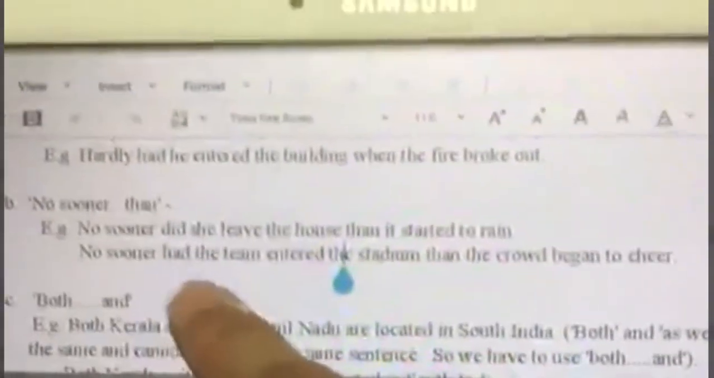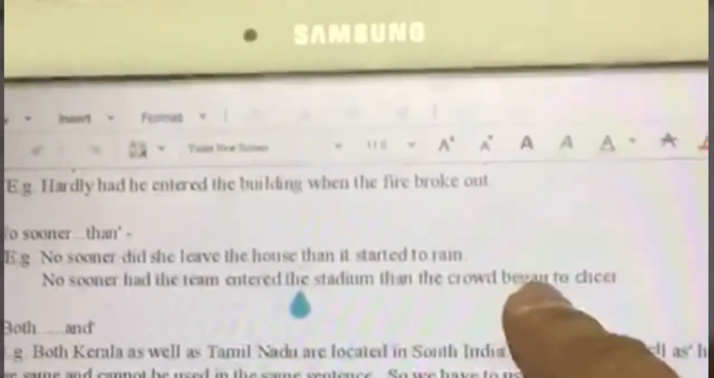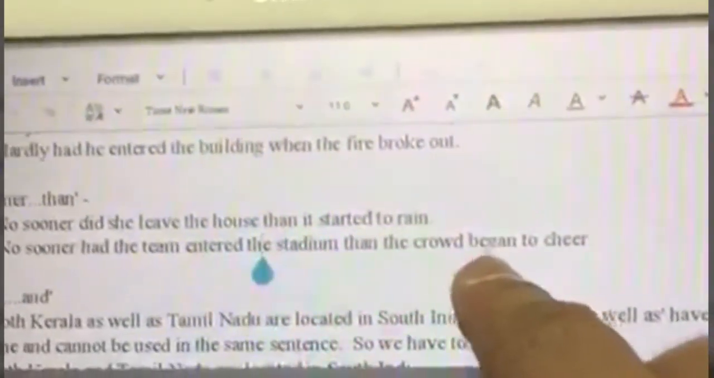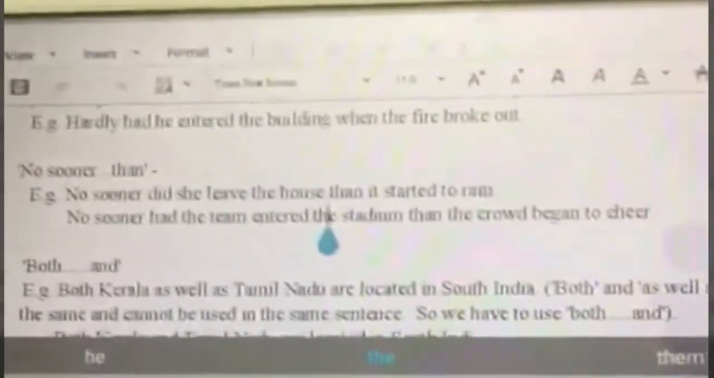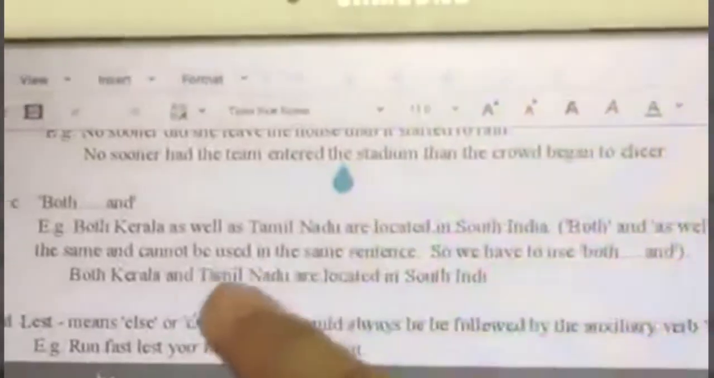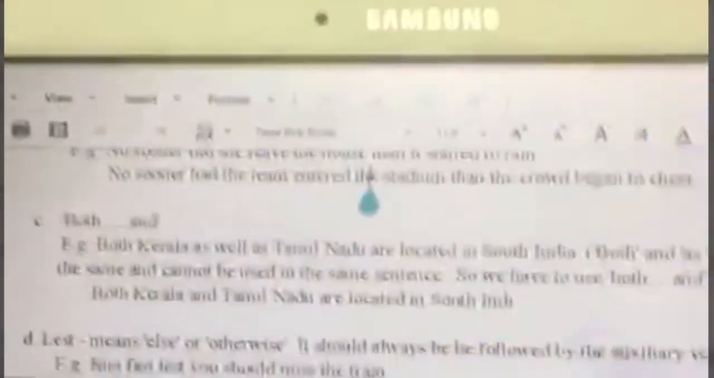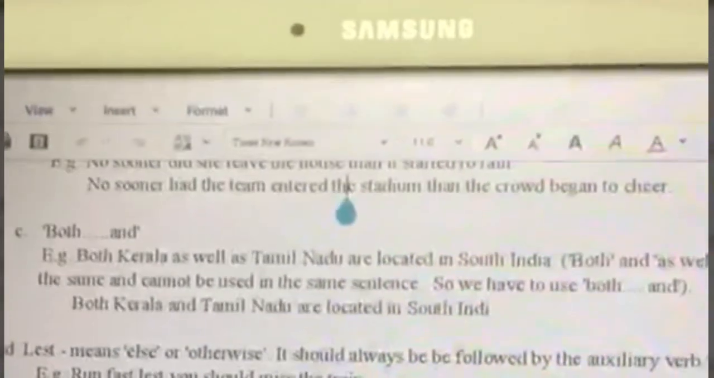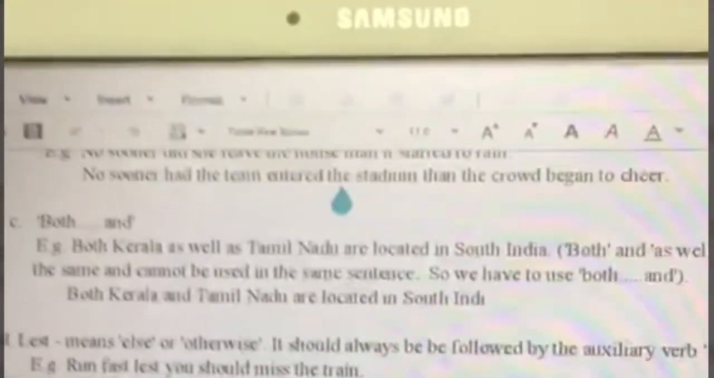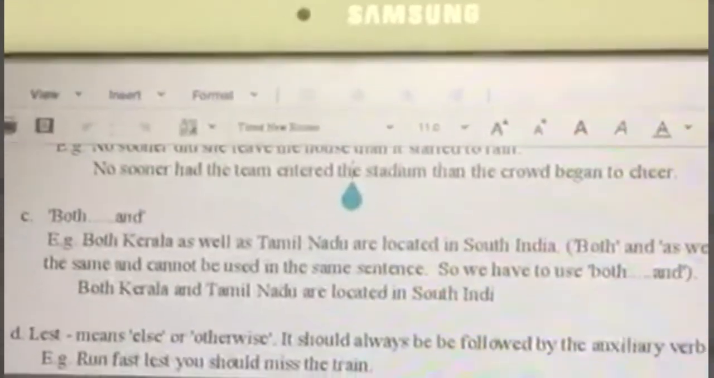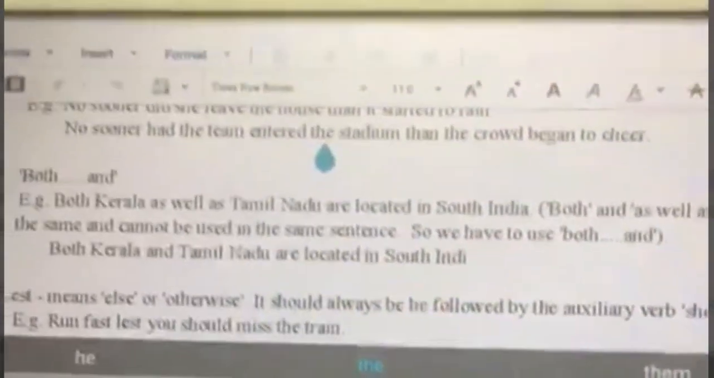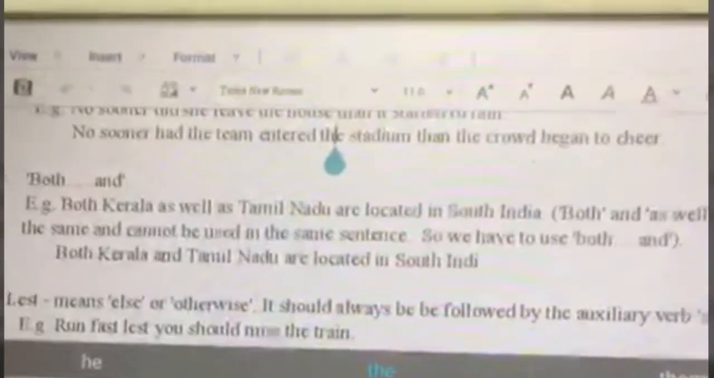Always remember, when you use had as an auxiliary verb, the verb at the end should always be the V3 form, the past participle, or the perfect past, as you may call it. Now, in the case of the conjunction both, whenever you're trying to join two sentences or two words or two phrases using both, you always have to use and. You cannot use as well as, which is a common mistake that we make, because both and as well as mean the same thing. You always have to use both and.